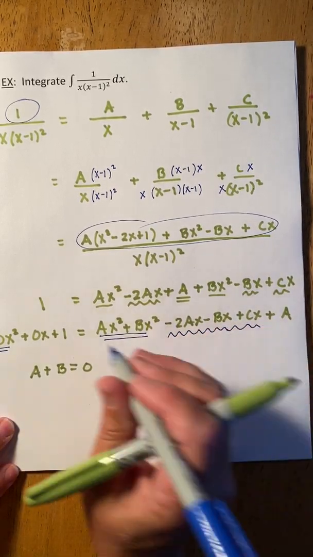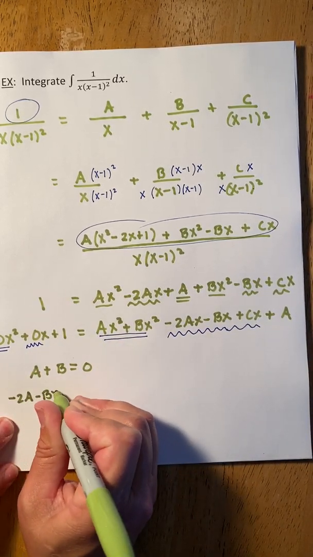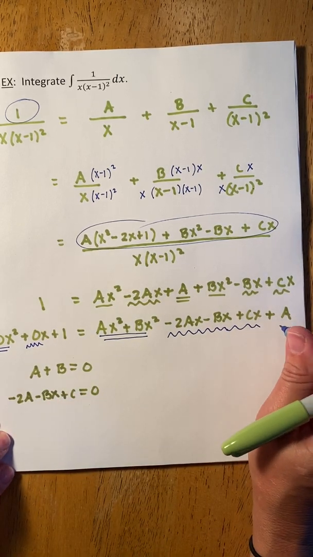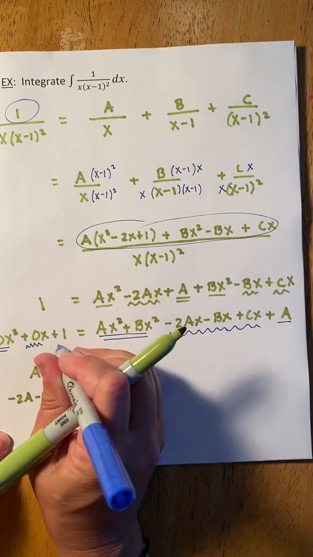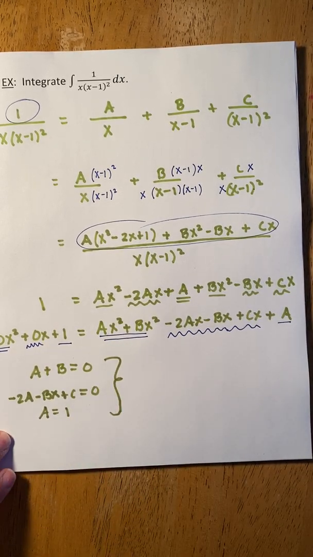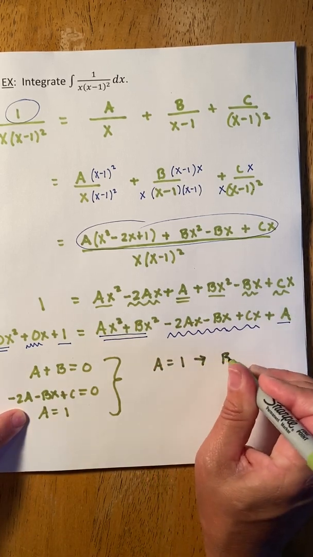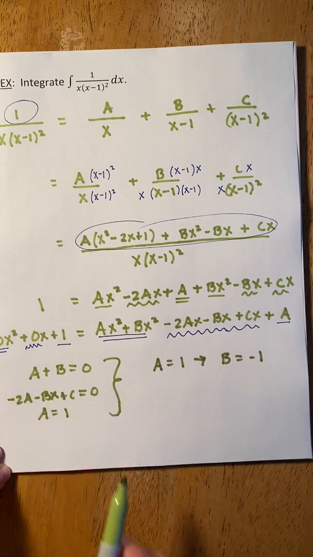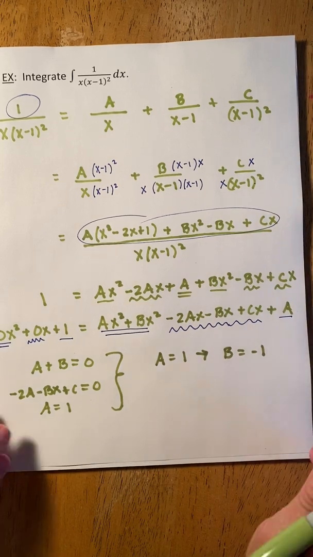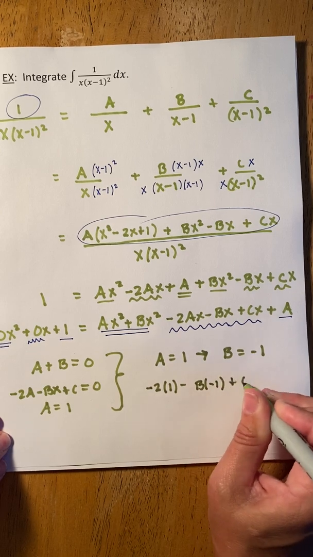I have 3 x terms, and that must also equal 0. So negative 2ax minus bx plus cx must equal 0. And then lastly, a must equal 1. So we were handed a. A equals 1. Now this one actually is relatively easy to solve because if a equals 1, then b must equal negative 1 because a plus b is equal to 0. So now I can put a and b in here and solve for c.